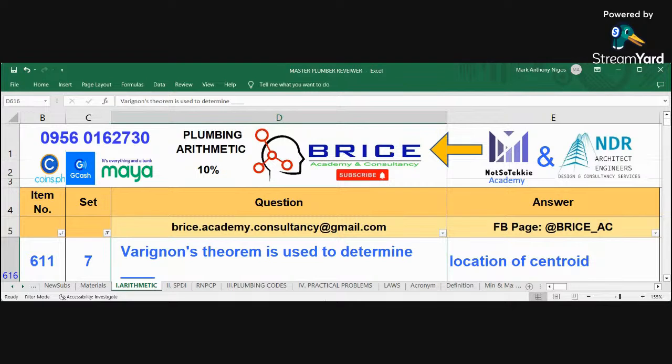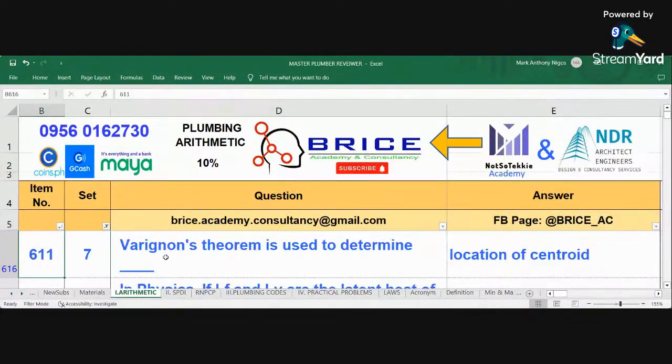611. Varignon's theorem is used to determine blank. The answer is location of centroid.